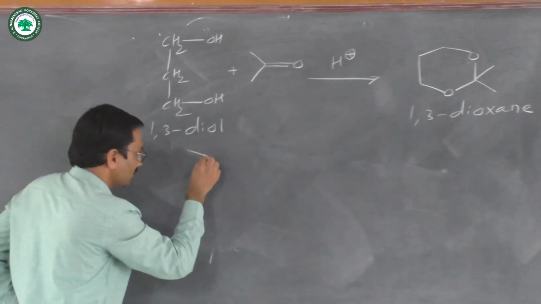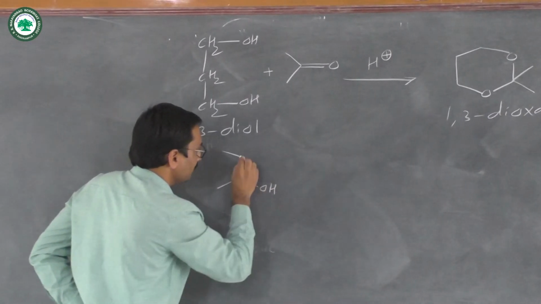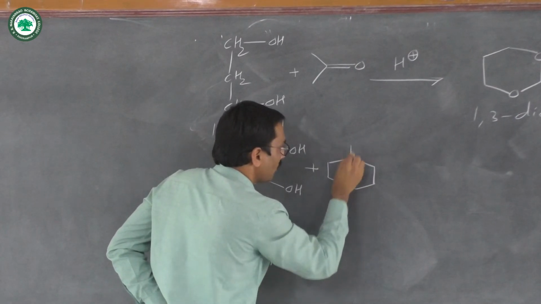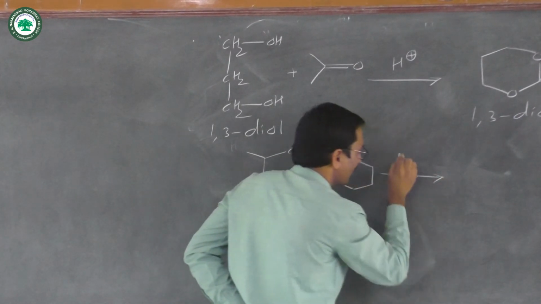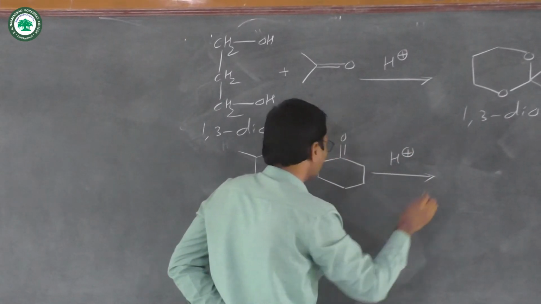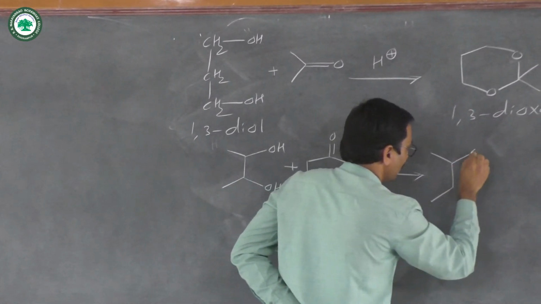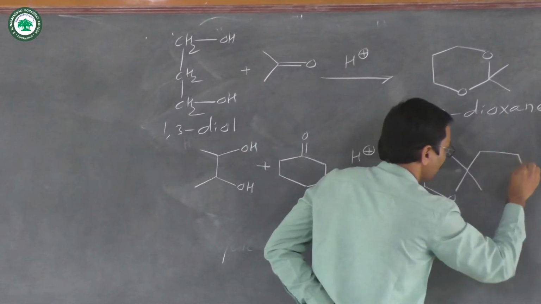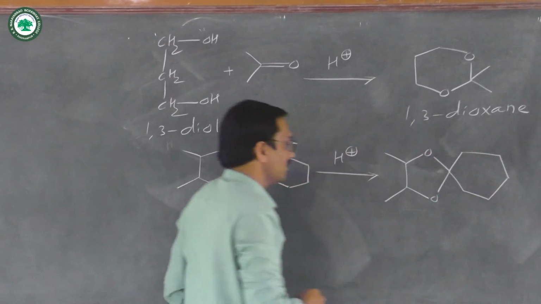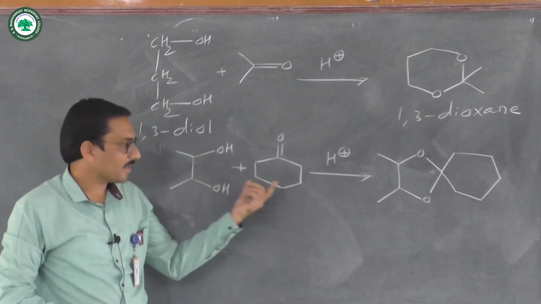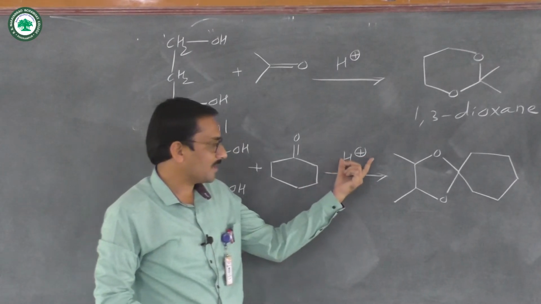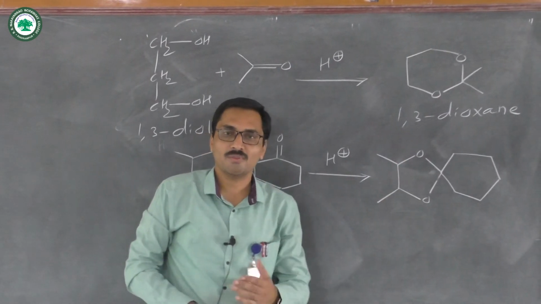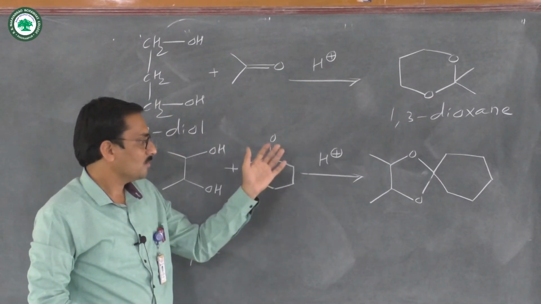If we use cyclohexanone for the protection of diol, there is formation of this type of structure. Like this. So this diol reacts with cyclohexanone in the presence of H plus. There is formation of this type of cyclic ketal. So we can use acetone, we can use cyclohexanone for the protection of diol.